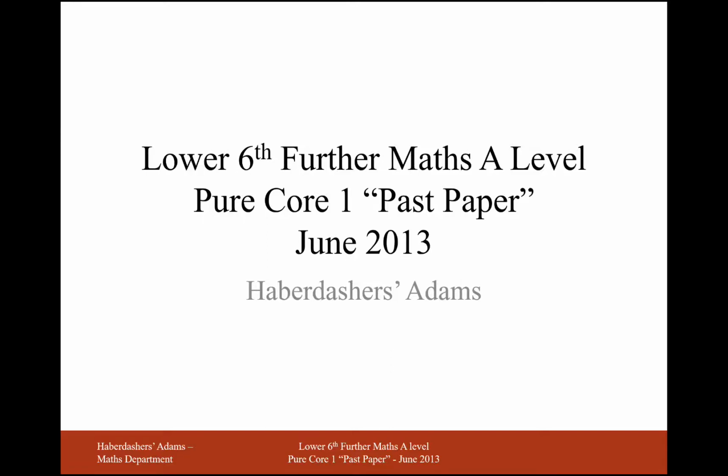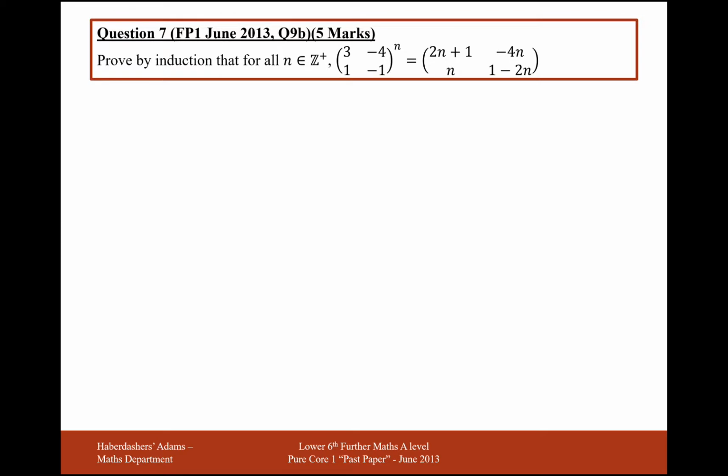Hello there and welcome to Lower 6th Further Maths A-Level Pure Core 1 past paper June 2013, and it's one of these favourite ones of mine, proof by induction, and it's a matrix one. So let's first of all leave us lots of space. We're looking to prove for all n existing in the positive integers that (3, -4; 1, -1) to the power of n can be represented as this matrix here.